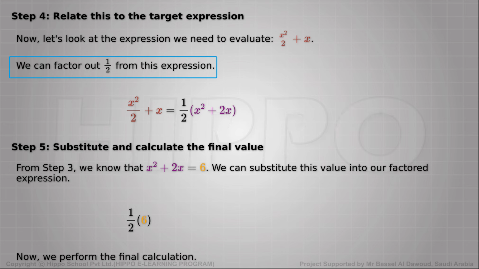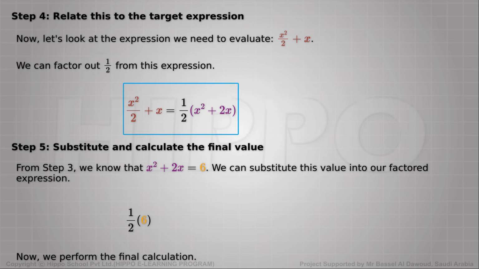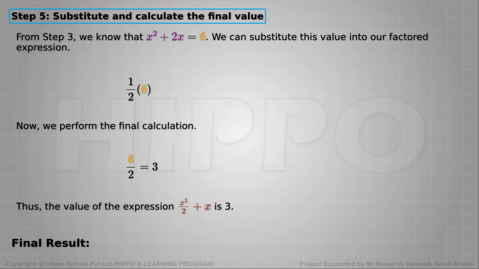Another way to think about this is by factoring. If we pull a 1/2 out of our target expression, we get 1/2 times the quantity x squared plus 2x. It's a perfect match. Now we're on the home stretch.